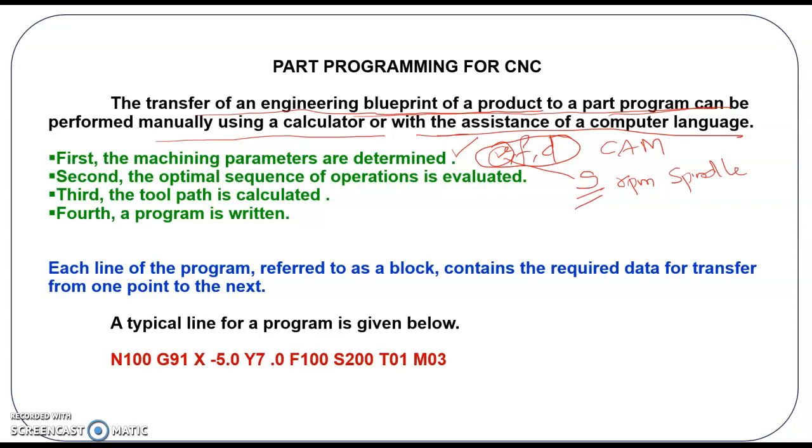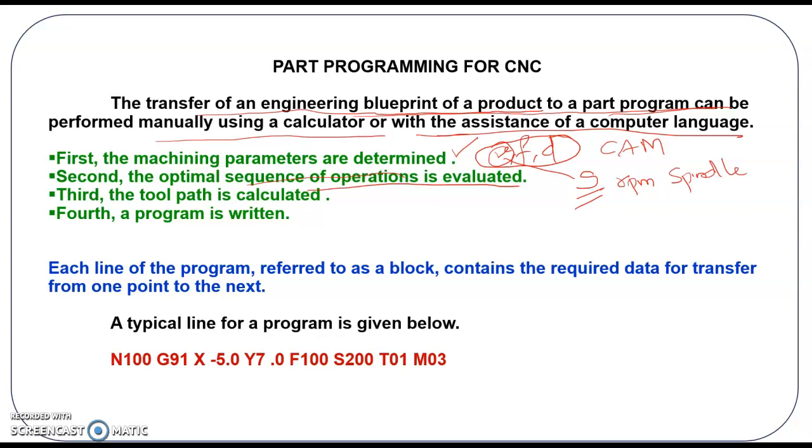Second, the optimal sequence of operation is evaluated. Sequence of operation means whether we need to face the workpiece before turning, whether we have to go directly for step turning or plain turning has to be done first, and then the step turning has to be given, or when to do the thread cutting operation, when to do the taper turning operation, etc. So that sequence has to be evaluated. Again, we have to go for the optimum solution.